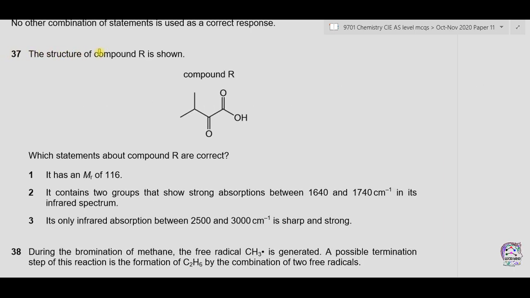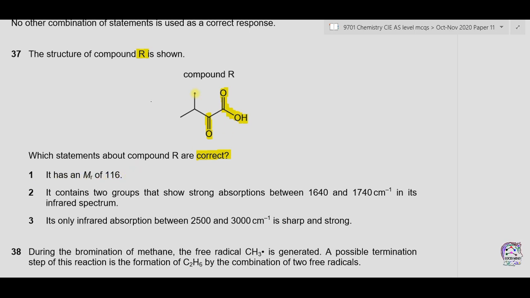Question 37. The structure of compound R is shown. We can see that the compound R comprises of a ketone and carboxylic acid functional group. Which statement about compound R are correct? Number 1, it has an MR of 116.